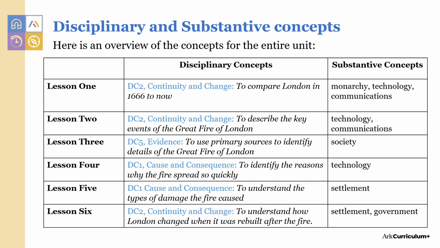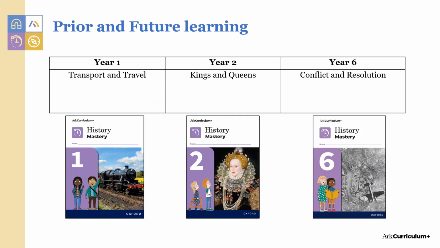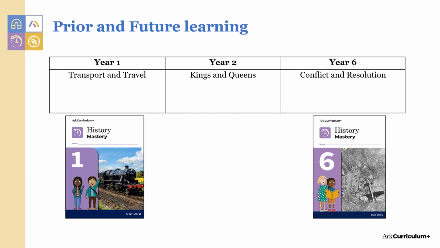Here is an overview of the concepts for the entire unit, and these disciplinary and substantive concepts can be found in the progression document and also the unit planning guidance for this unit. Although all units will support pupils with historical understanding, the main units we have highlighted as supporting this one are Year 1, Year 2 and Year 6. You can find more information about prior and future learning in the progression document and the unit planning guide.